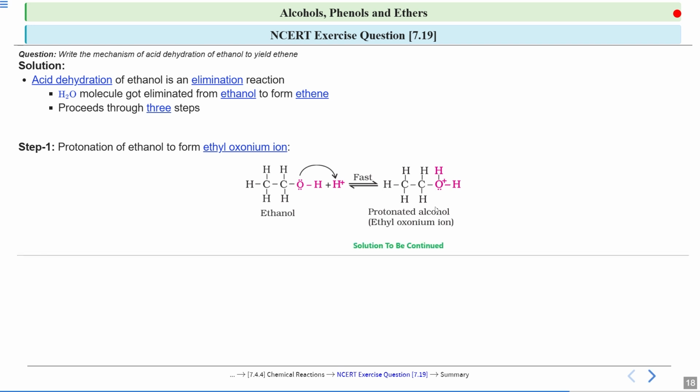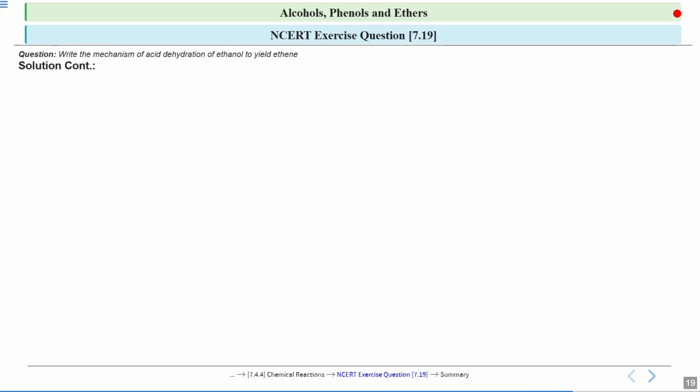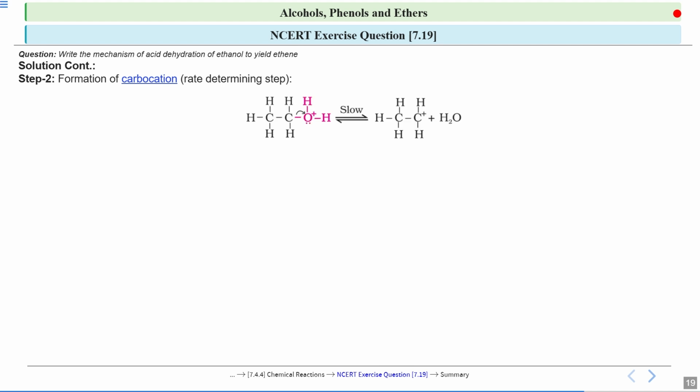So this is step number 2. I told you in step number 2, there is formation of a carbocation and that is the rate determining step. So in the formation of the carbocation, you will see that oxygen doesn't like the positive charge. So this oxygen will leave from here and this carbon will get a positive charge over here, and your water is being removed. Okay, so what is happening in the second step? A carbocation is being formed and this step is the rate determining step.